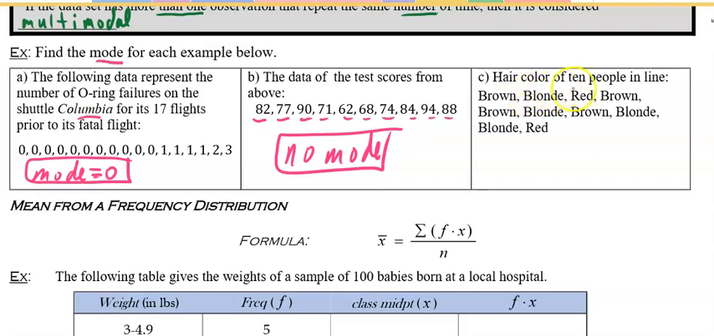And hair color of 10 people: brown, brown, brown, brown. So brown has 4. Blonde: 1, 2, 3, 4. Red has 2. So wouldn't you say the mode would be brown and blonde?